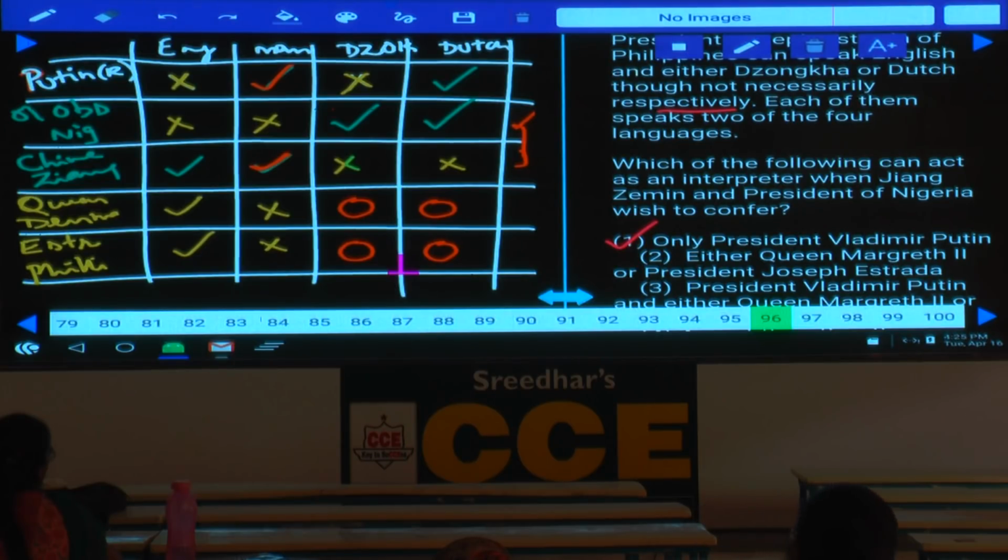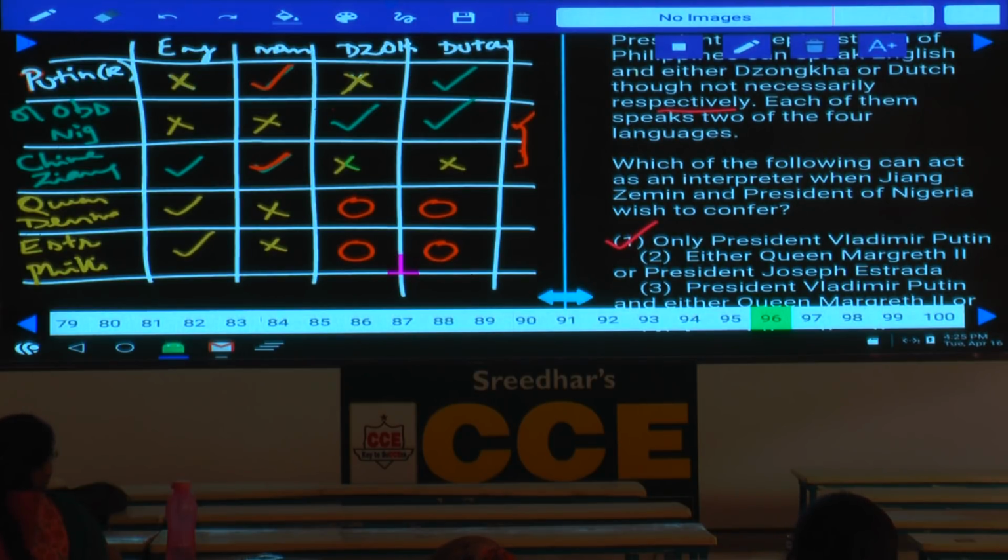Putin can act as an interpreter or not? Because what is the language which is common between these two? One language. And what is the language here? Mandarin. And again between Putin and Obasanjo, there is only one language which is common, and that is Dutch. Now we need to find out which language is common among the persons.